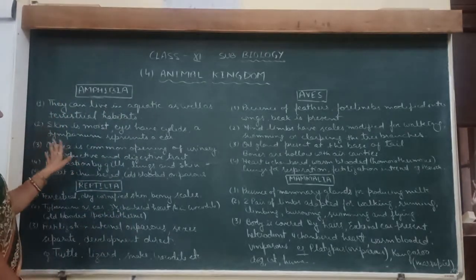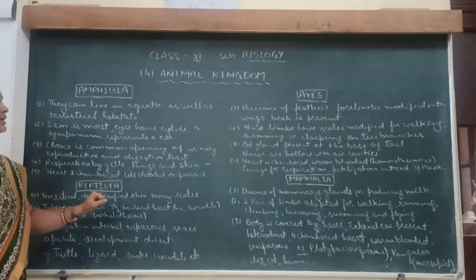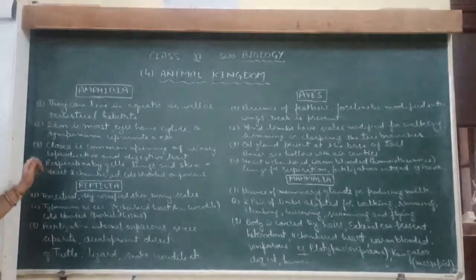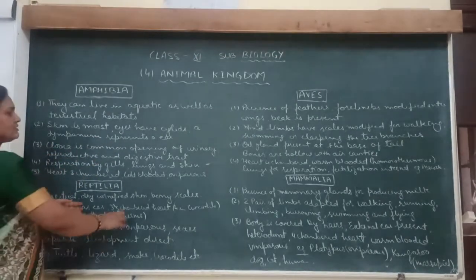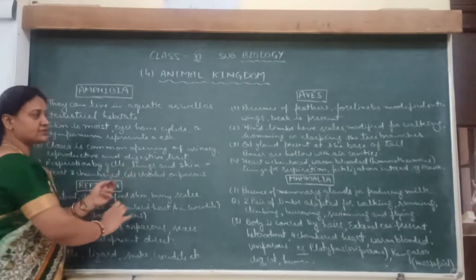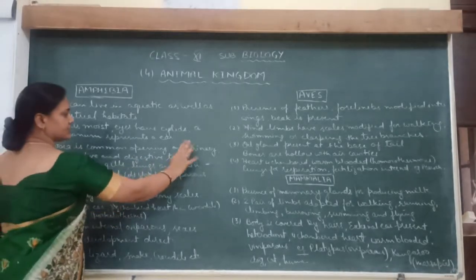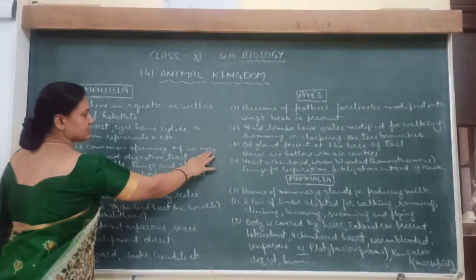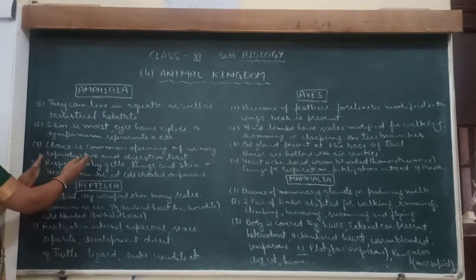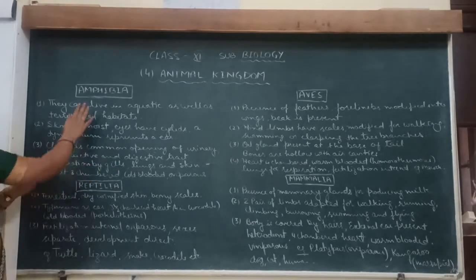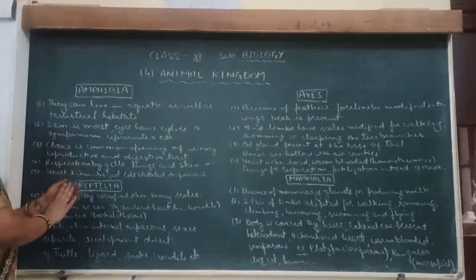And the cloaca. What is cloaca? Cloaca is the common opening of the urinary tract, reproductive tract and digestive tract. Normally the opening of the digestive tract is known as the anus, the urinary bladder's opening is known as the urethra, and the reproductive tract's opening is also different. But in amphibians all these three openings are common, which is known as the cloaca.